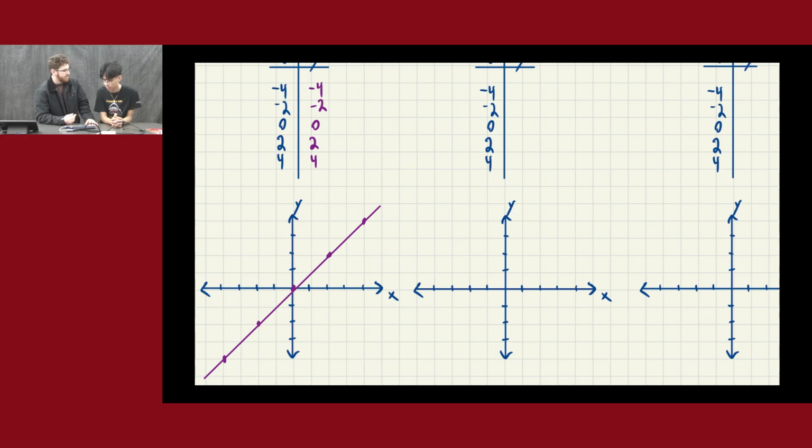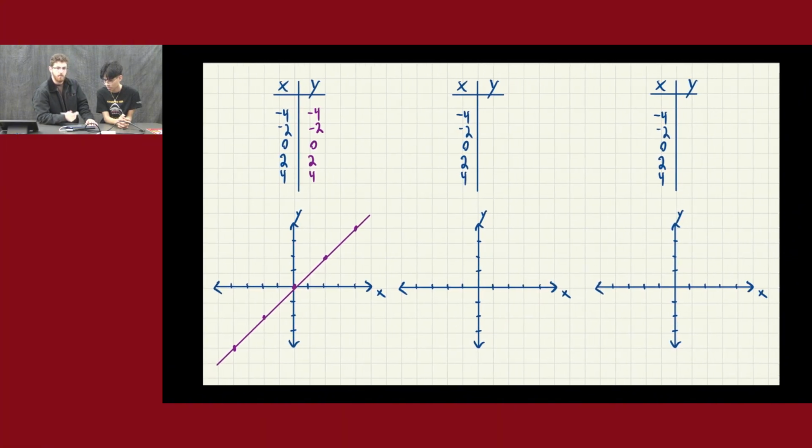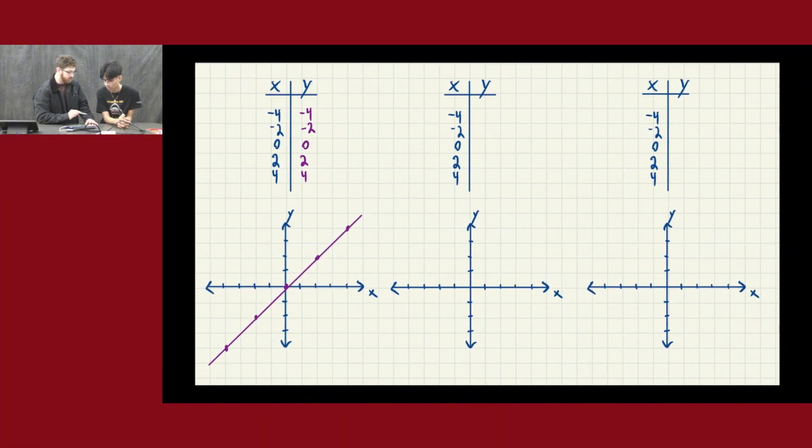Now, as you get to more complicated functions, which we're not going to talk about today, you can't just draw a line, as simple as that. But for now, it doesn't even matter how many points you put. If you draw a straight line through them, it'll be correct.